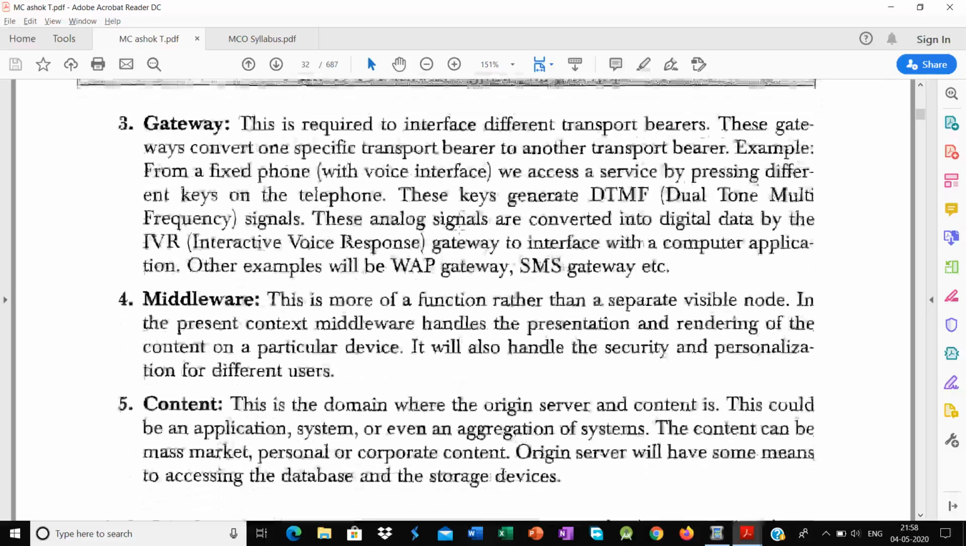Middlewares are the separate visible nodes in the present context. Middleware handles the presentation and rendering of the content on a particular device.